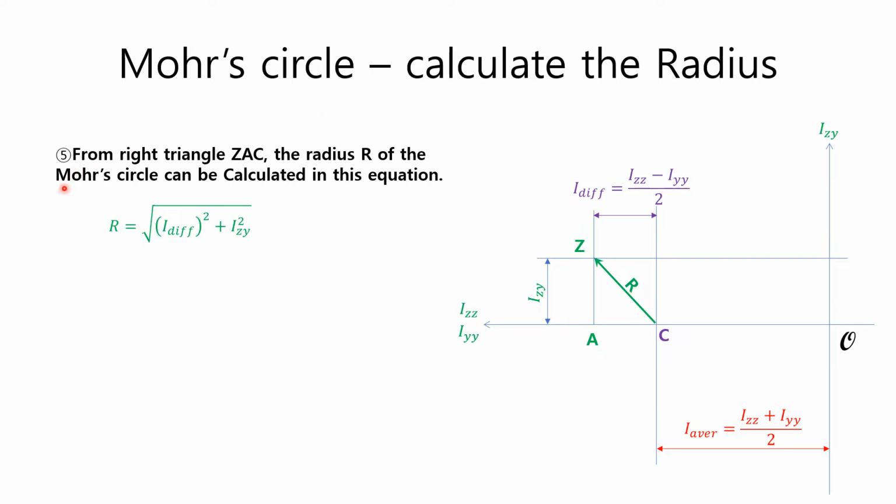In step 5, since we know the product moment of area Izy, which is the height of right triangle ZAC, and I_d, which is the base of right triangle ZAC, we can calculate the radius r, which is the hypotenuse of the right triangle. Therefore, from the right triangle ZAC, the radius r of the Mohr circle can be calculated in this equation.